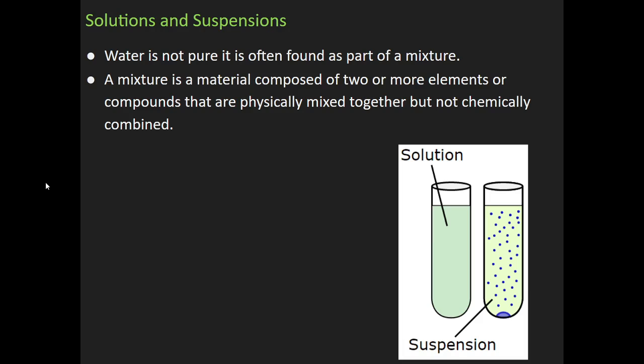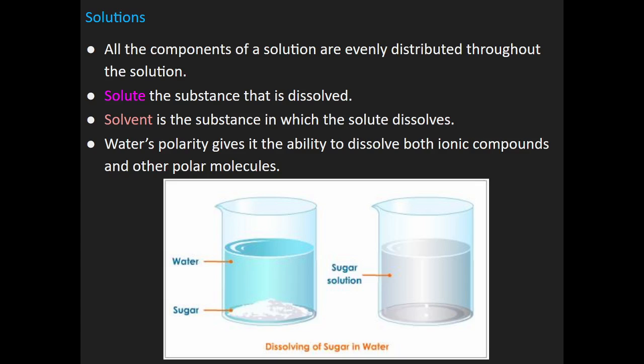So a mixture is a material composed of two or more elements or compounds that are physically mixed together but not chemically combined. That is not a solution. Suspensions are mixtures; they are not chemically combined together. So there are solutions and suspensions, and these are things that are found in biology, in life.